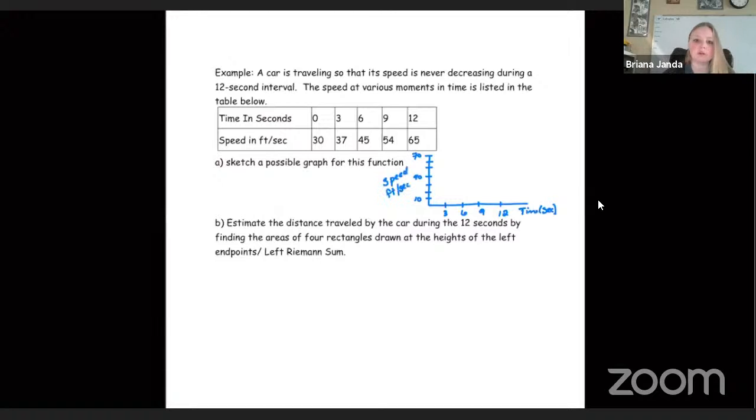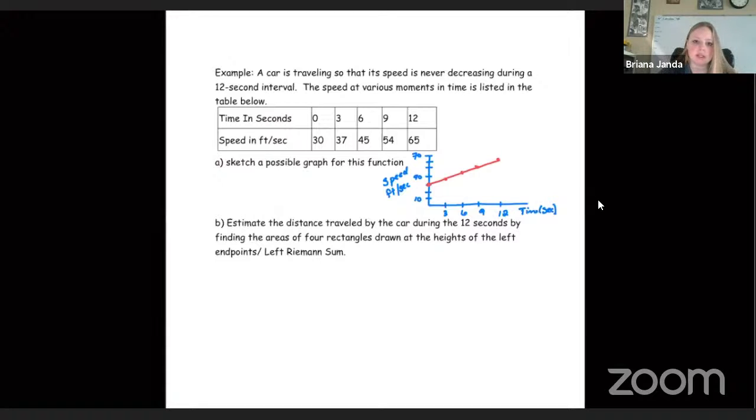And then I can just draw those dots in the picture. At time equals 0, we were up at 30 feet per second. At time equals 3, at 37. At time equals 6, we're up at 45. Time equals 9, we're at 54. And at time equals 12, we're up at 65. So a possible graph for this function would look something like this. Mine kind of looks linear. We don't know that it's linear. Mine just kind of ended up in a straight-ish line.